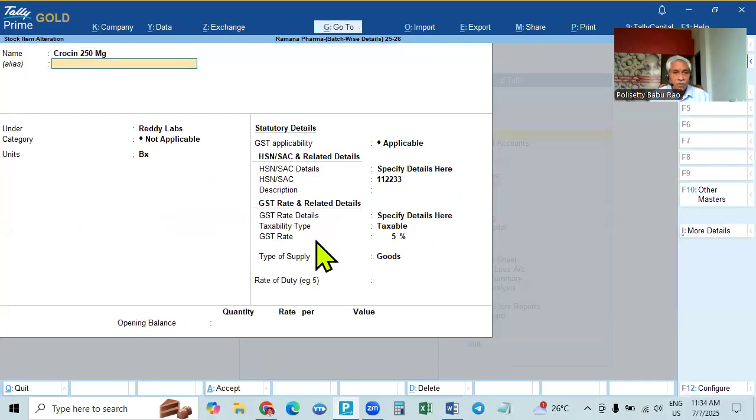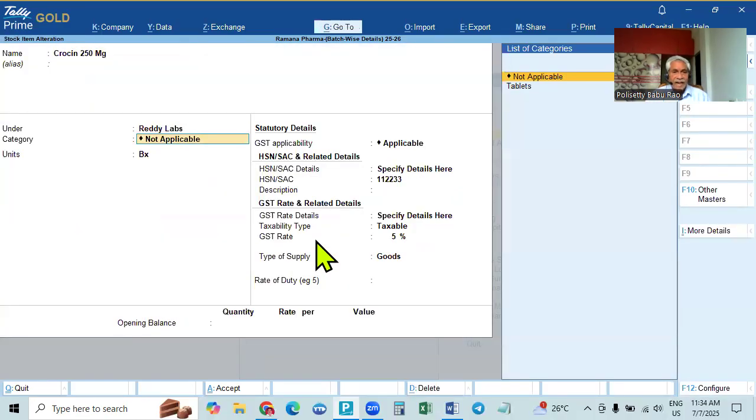And then see, now category has come. In the category, what is the type of the product? Powder, injection, like that. These two are tablets, so I created tablets and selected tablets as the category. Same thing.